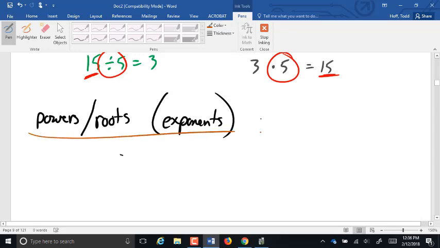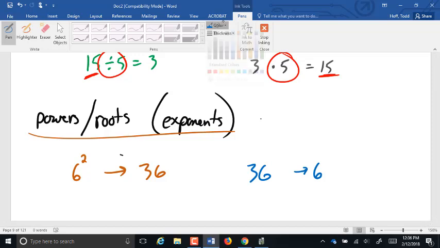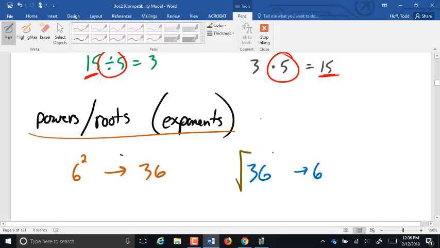So let's take something like 6 to the power of 2. That's a power. What does that equal? 36. If I want to take that 36 and turn it back into a 6, what do I have to do? Square root. Very good. We would square root that 36.